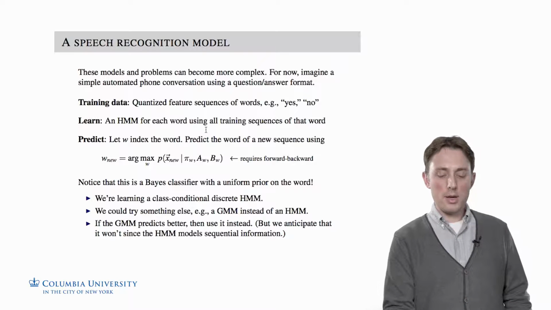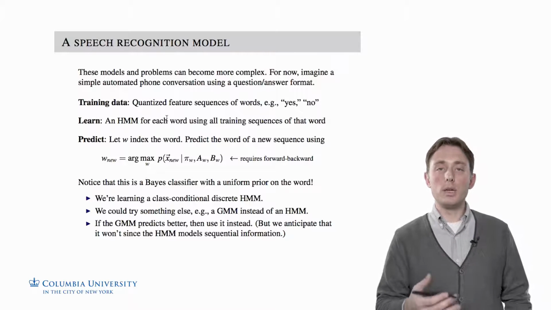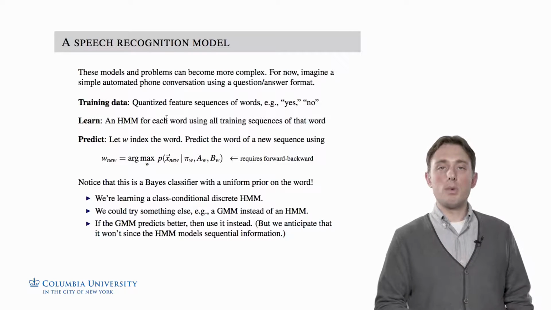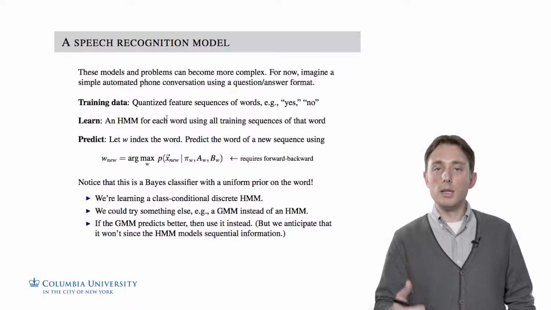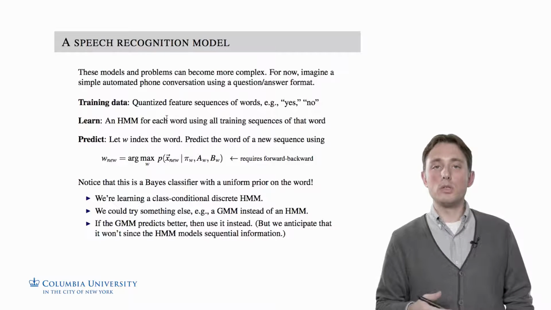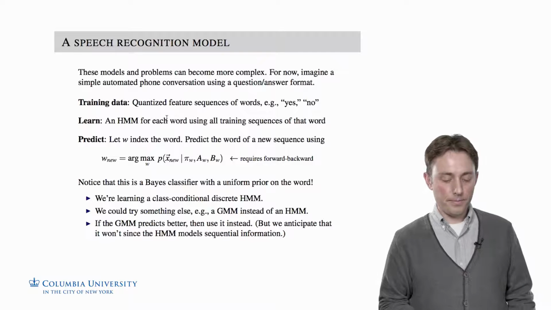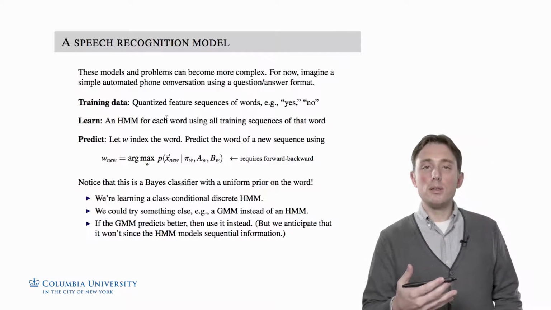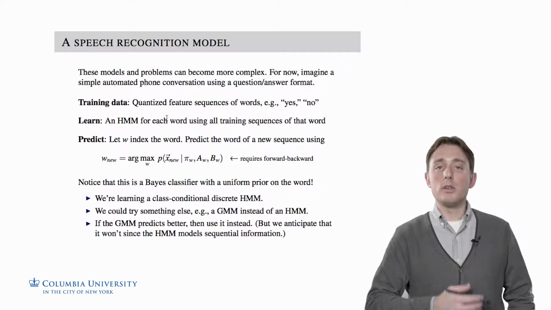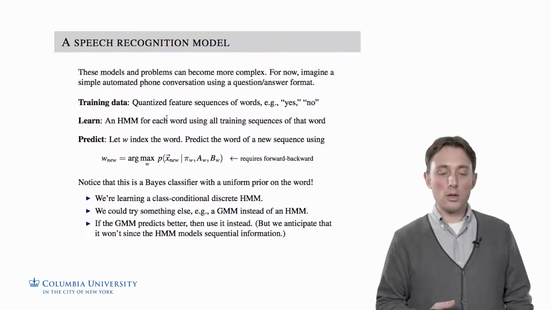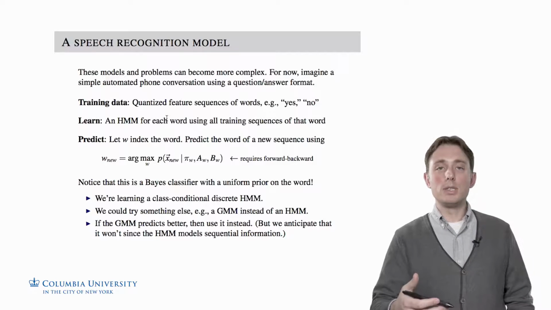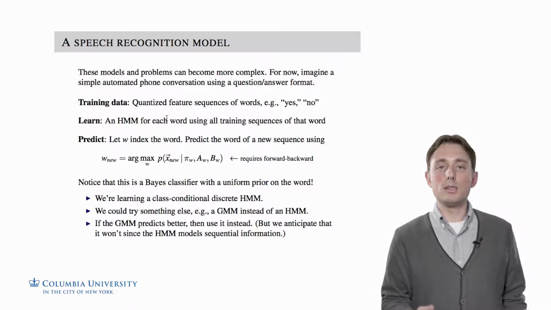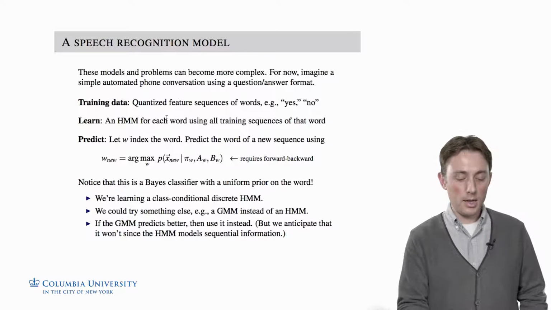So we learn an HMM for generating the word yes. We learn a different HMM for the word no. We learn an individual HMM for each word that we're interested in learning. And then we have an HMM representation of all the possible words that we think could occur. And if we, for example, don't know what was said, we would tell the automated system to say, "I'm sorry, repeat again," something like that.